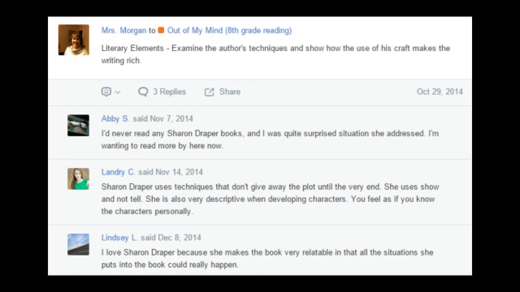One of Mrs. Morgan's prompts encourages students to consider literary elements the author uses. Notice Landry's response. "Sharon Draper uses techniques that don't give away the plot until the very end. She uses show and not tell. She is also very descriptive when developing characters. You feel as if you know the characters personally." This is a sophisticated response. Landry notices what makes good writing.